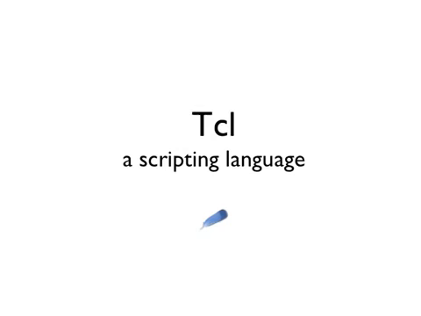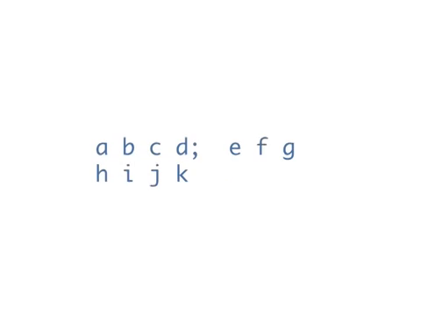Tcl is a scripting language, just like Ruby, Python, Perl, which you might be familiar with. A program written in Tcl is a script that consists of a series of commands. The commands are separated by semicolon and new line. So in this example, we see three different commands. Each command consists of a series of words separated by white space.